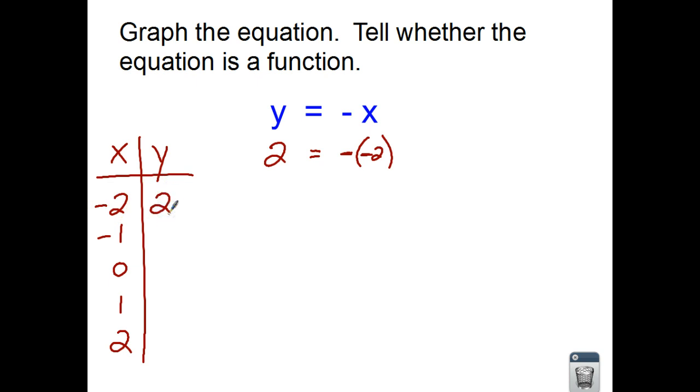All right, let's try another one. If my input is -1, I'm going to have a negative x, so my -1 will come out to be a +1 output.